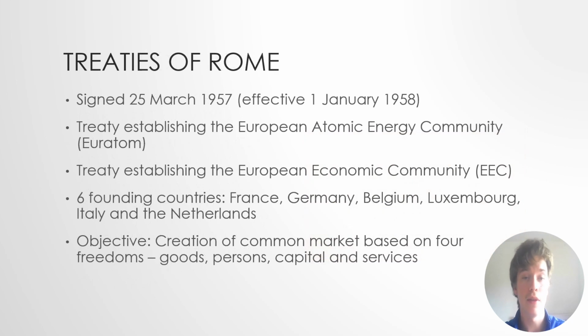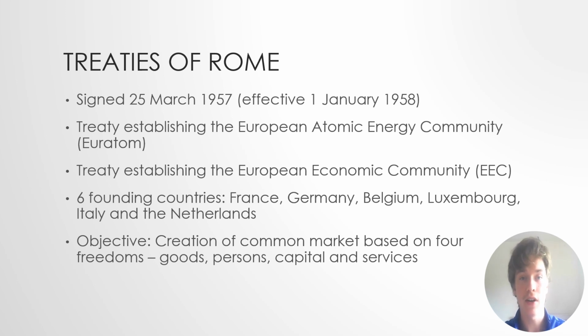The next step in the European project were the treaties of Rome. Now, you'll often hear Treaty of Rome, and that's because one of the treaties is much more significant than the other, but in fact there were two treaties signed in Rome in 1957. One was the treaty establishing the European Atomic Energy Community, or the Euratom Treaty, and the other, the more significant for our purposes, is the treaty establishing the European Economic Community, or EEC.